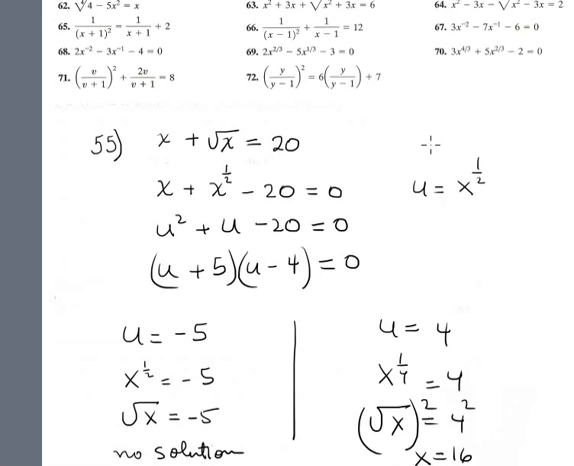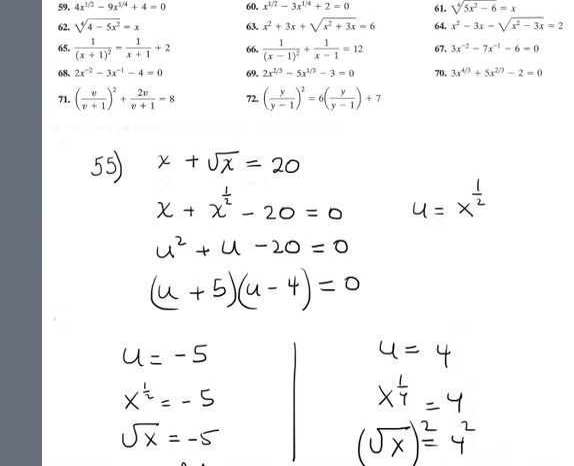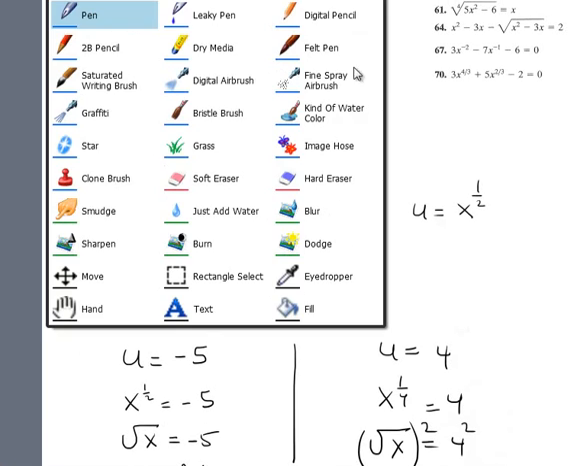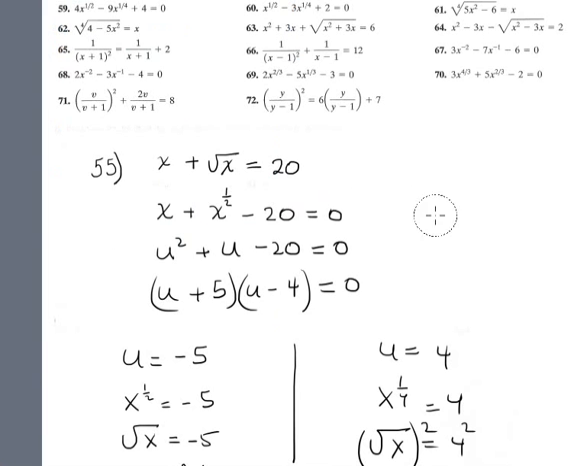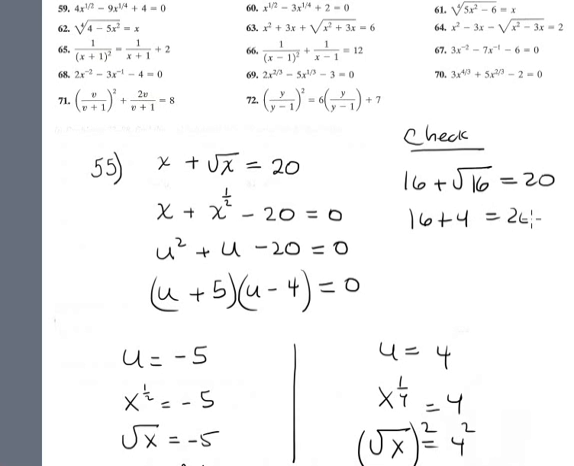Okay, let's check it just in case. Check 16. 16 plus the square root of 16 equal 20. This is 16 plus 4, which is equal to 20. 20 equals 20. It's correct, it's true. And the only solution set is just 16.